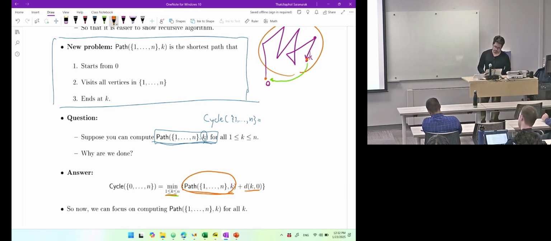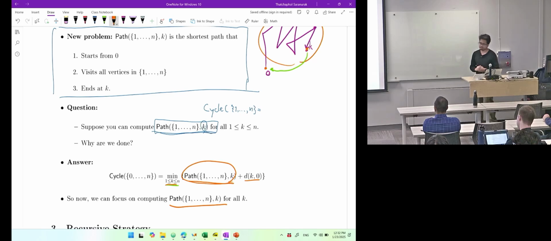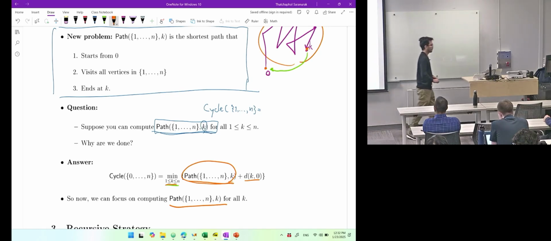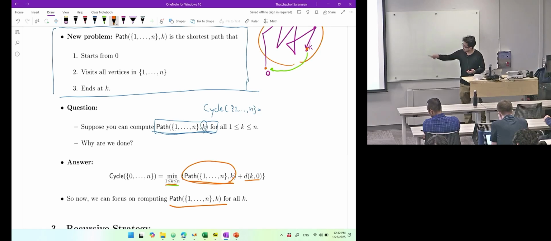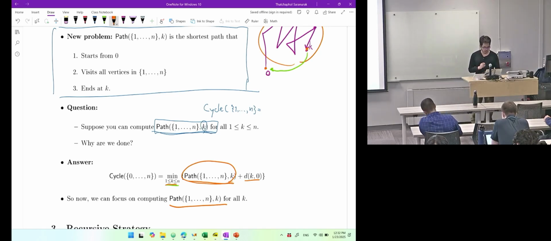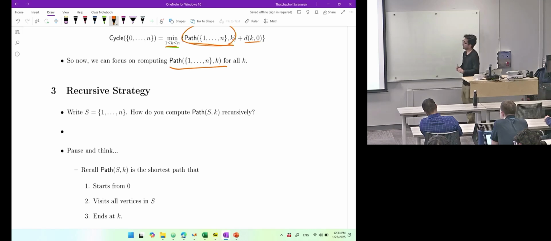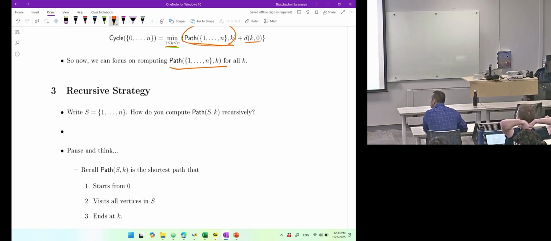Okay. So now, with this in mind, we're going to try to come up with the recursion for this guy. Now we try to get a DP algorithm for path, not cycle. I'll give you some time to think about this. Suppose S is some set, in this case let's say 1 to n. If you want to compute this guy recursively, how do you do it? This is just the definition of path S and k. How can you compute this based on maybe some smaller set?